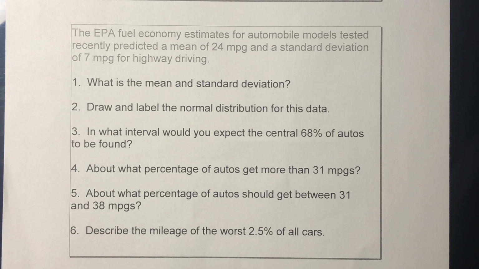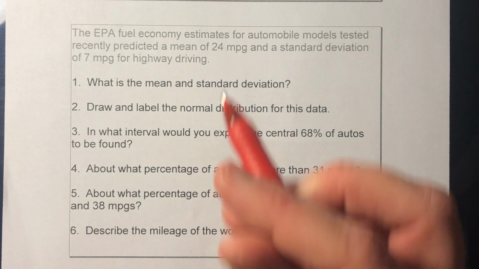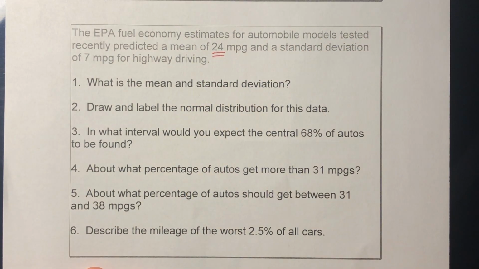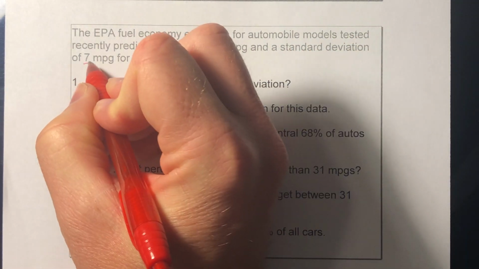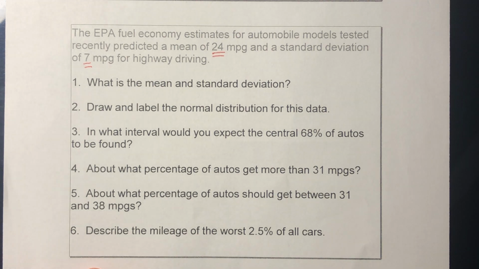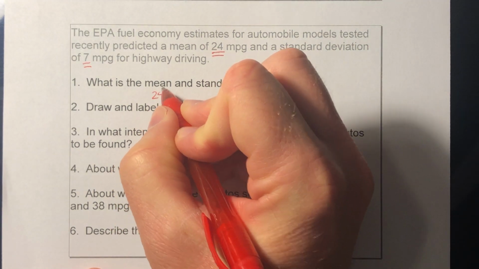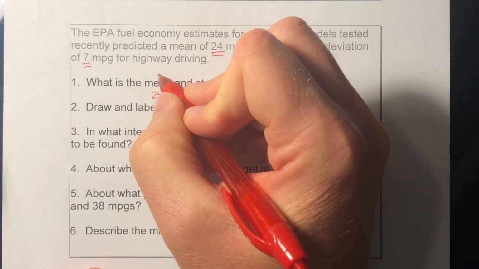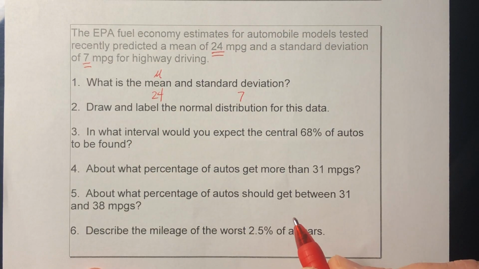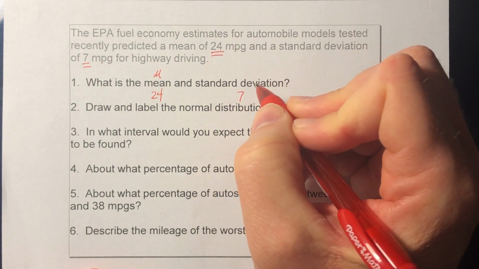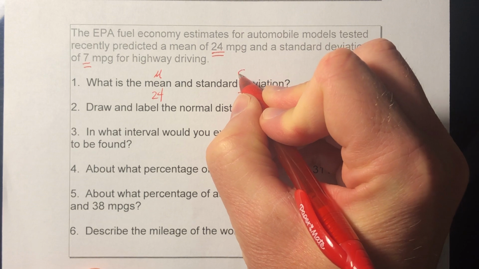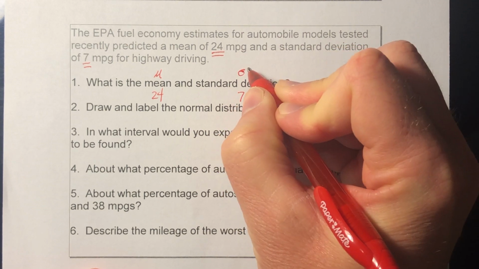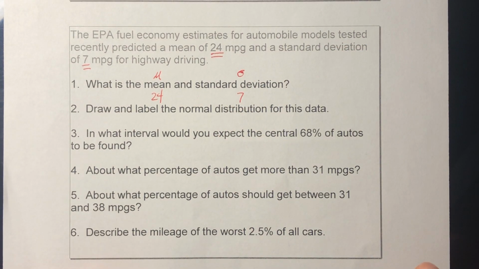All right, so the EPA fuel economy estimates for automobile models tested recently predicted a mean of 24 miles per gallon. Standard deviation is 7 miles per gallon. So this is our gas mileage. So the mean is 24, standard deviation is 7. Okay, so remember the symbols. This is mu for mean. Standard deviation is little sigma. Kind of looks like that. Hopefully yours is a little better than that.